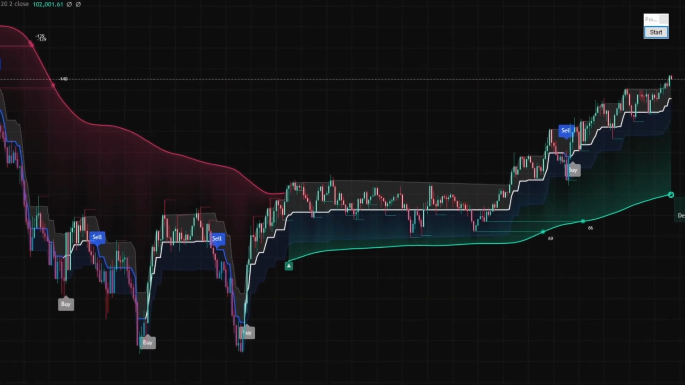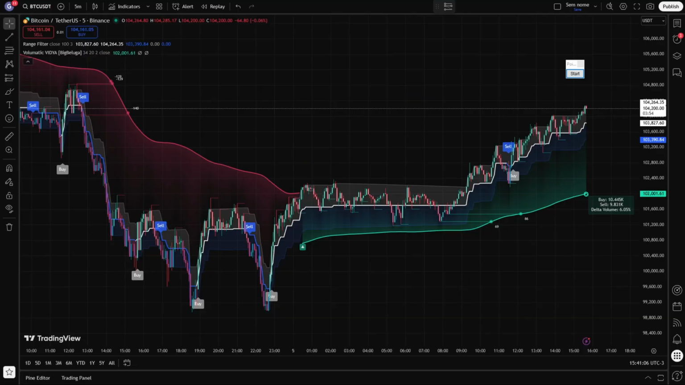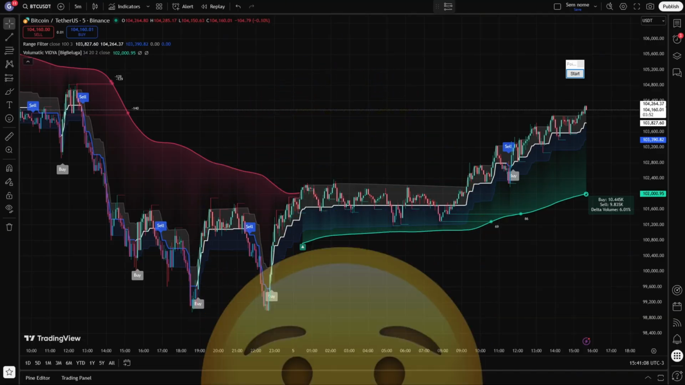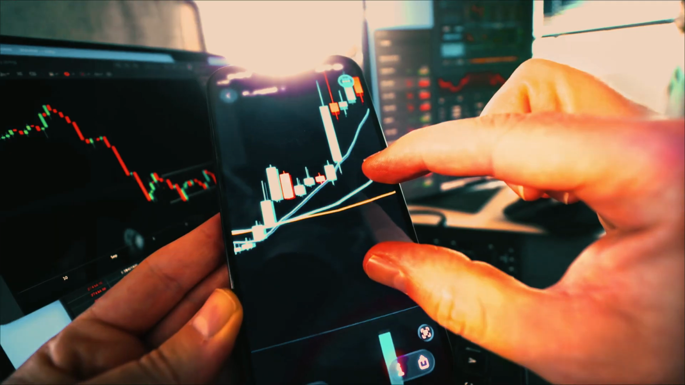And best of all, I'll combine it with one of the best trend indicators I've found. This combo removes false signals and builds a powerful, profitable strategy.